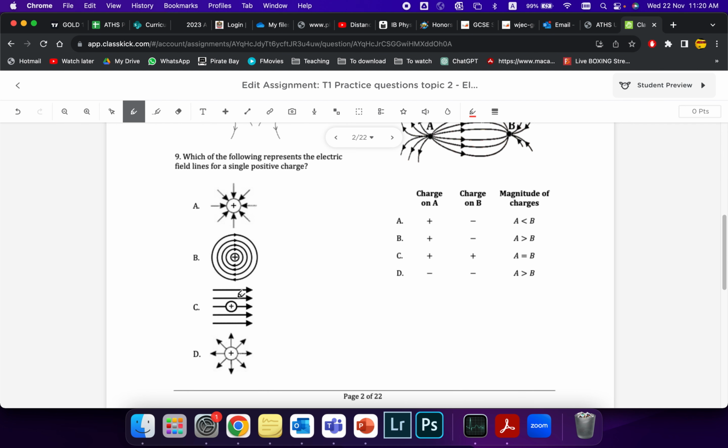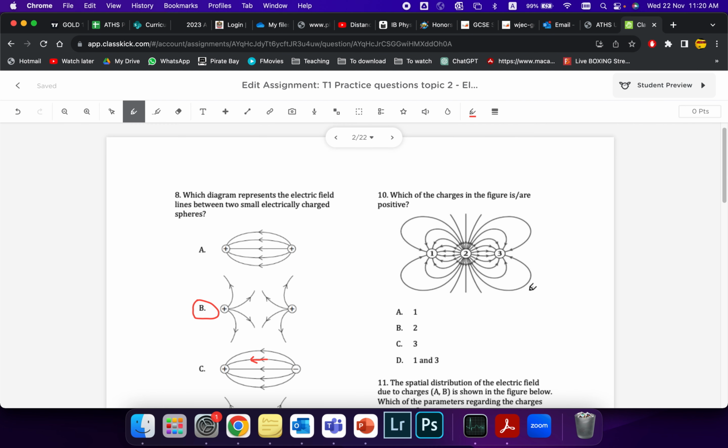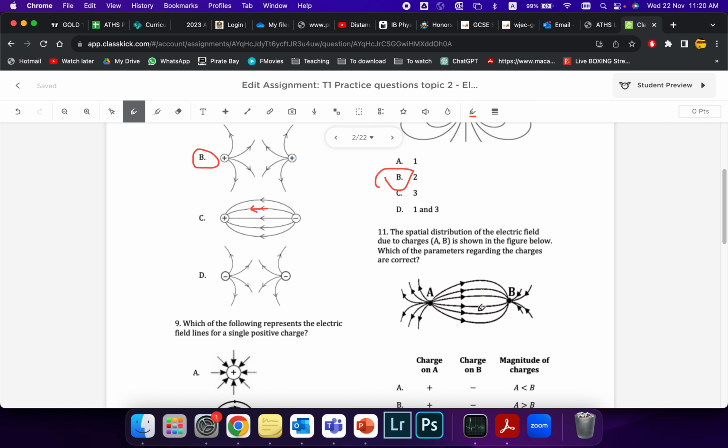Which of these is good for a single positive test charge? It must be coming out, so it must be this. Over here, what can we say about these? Which ones are positive? Well, you can clearly see that's coming out of the 2 and into the 3 and the 1. So this must be B.